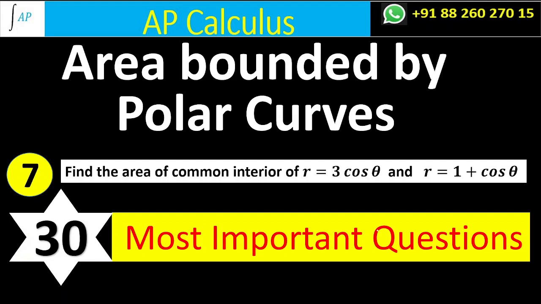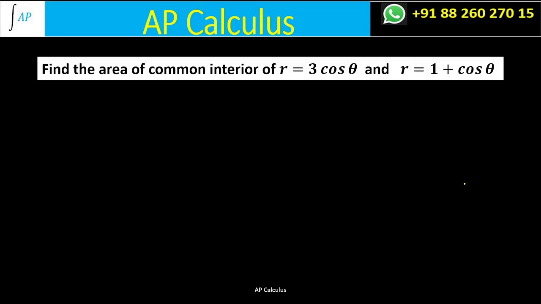This is the 30 most important questions series on area bounded by polar curves. So this is question number 7. Find the area of the common interior of r equals 3 cosine theta and r equals 1 plus cosine theta. So first of all, let's draw the graph of both of them.